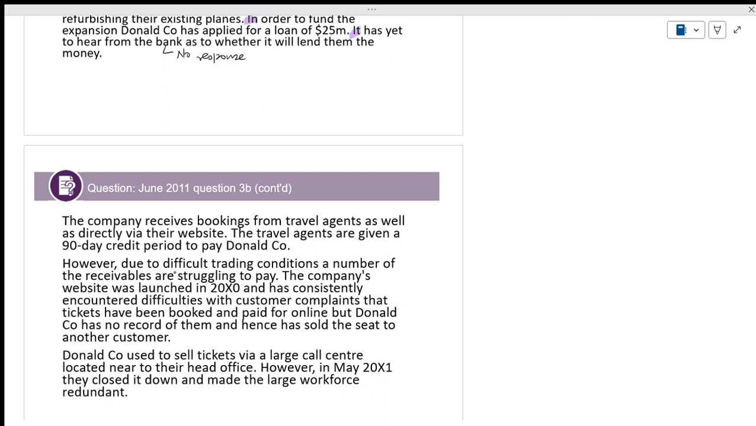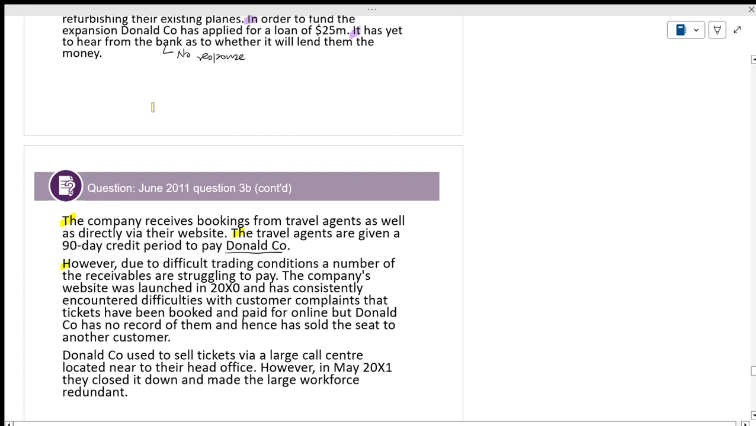The company received bookings from travel agents via their websites. The travel agents are given 90 days credit to pay Donald. This is actually another risk. You don't have anything planned and you have started taking the bookings. Very risky. Tomorrow, if you are not getting airplanes, if you are not getting the loan from the bank, you cannot refurbish your airplanes. How can you fulfill this? Sales is a commitment in the airline industry. People will book 3 or 4 months in advance, and you cannot cancel the bookings just before 1 week. The travel agents are given 90 days credit. It is another risk.